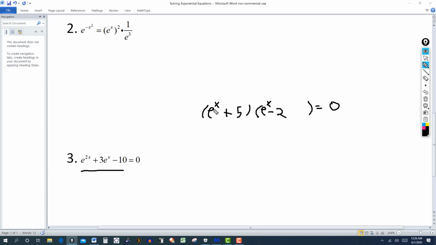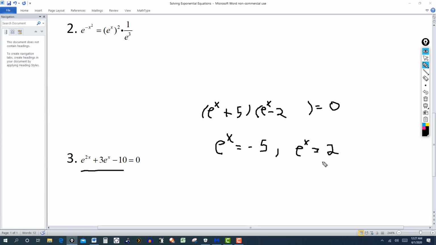So if I set e to the x plus 5 equal to 0, that would tell me that e to the x would have to equal negative 5. If I set e to the x minus 2 equal to 0, that would tell me that e to the x is equal to 2.